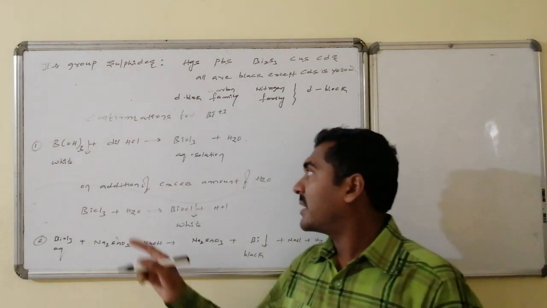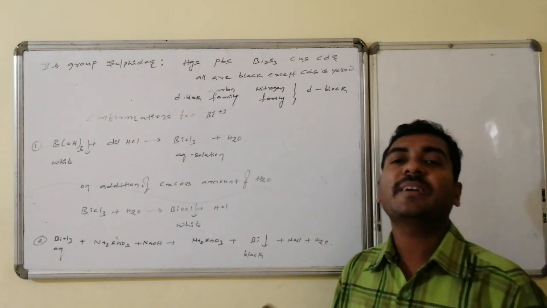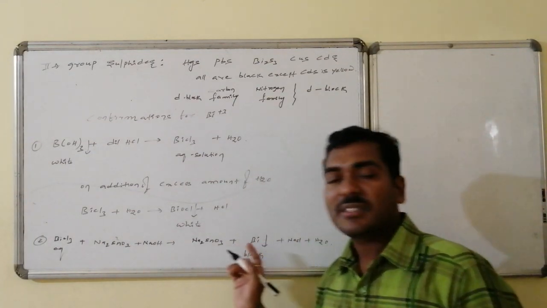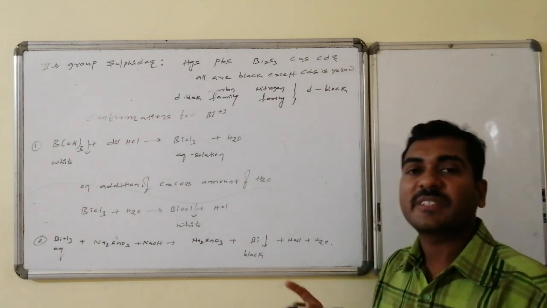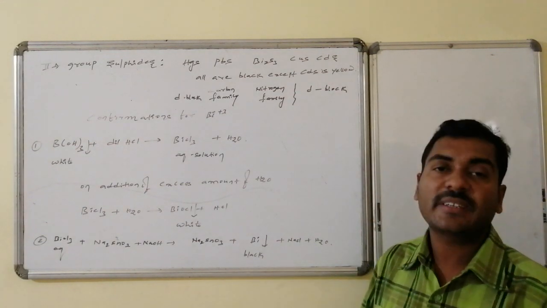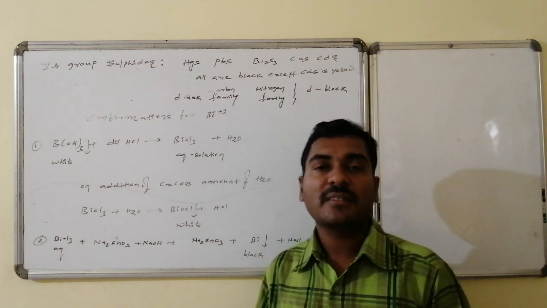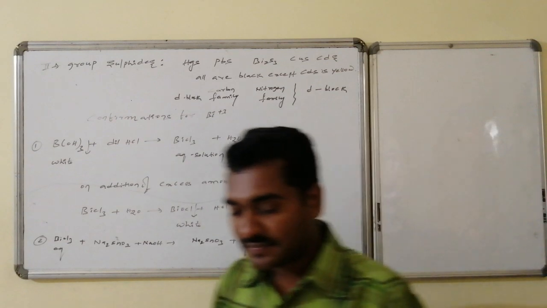The second one: the aqueous solution of bismuth chloride reacts with sodium stannite followed by sodium hydroxide base. The stannite undergoes oxidation to stannate, whereas bismuth undergoes reduction to bismuth itself, which is a black colored precipitate, confirming the presence of Bi3+, that is bismuth, in the salt mixture.